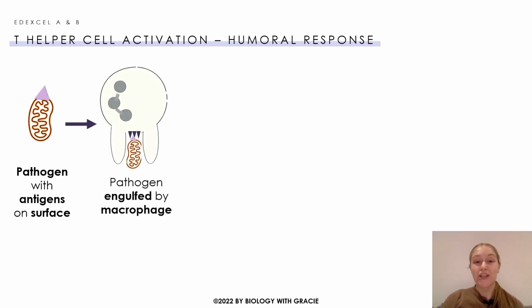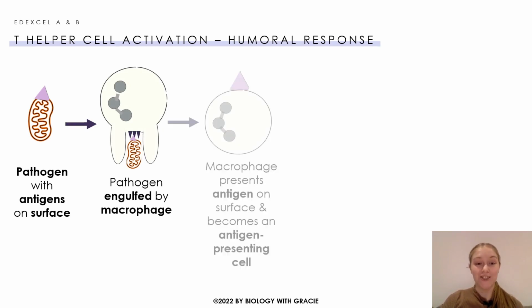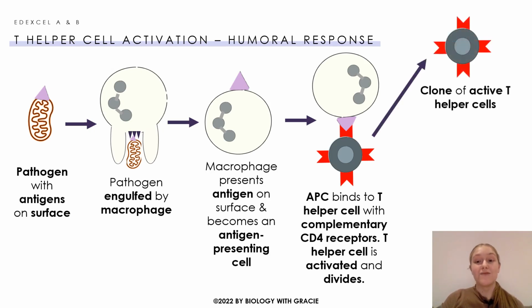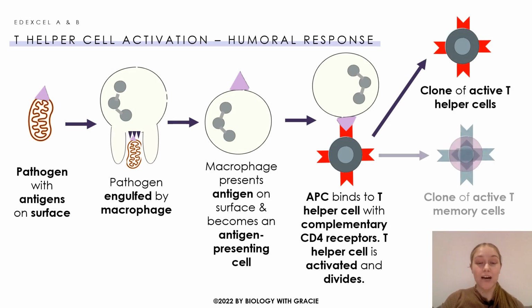So then that pathogen is engulfed by our key white blood cell, our key phagocyte, the macrophage. And then the macrophage actually presents the antigen on its surface. And as the name suggests, it becomes an antigen presenting cell. So then this allows the antigen presenting cell to bind with a T helper cell that has complementary CD4 receptors. So then the T helper cell becomes activated and it divides. And it divides into clones of active T helper cells as well as active T memory cells.